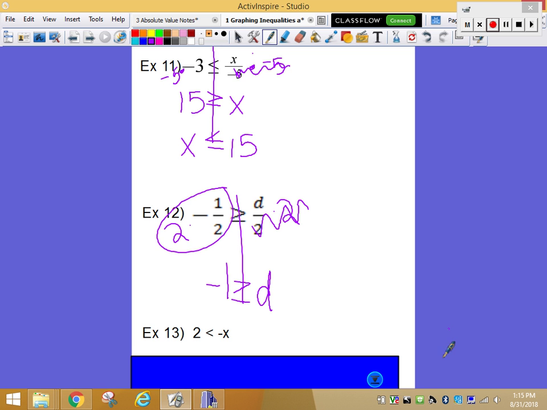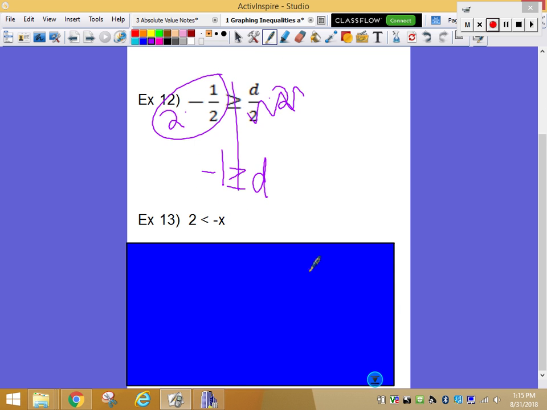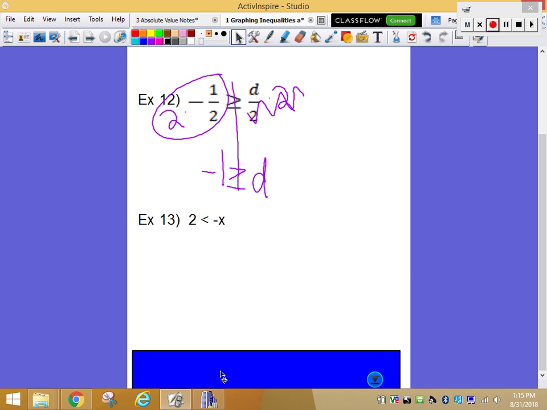What's wrong with this answer is that the d is on the wrong side. So now, in my final step, this is where I'm going to flip it. So I'm going to put the d on the left side, the negative 1 on the right side, and now I'm going to flip it. So that's your final answer for 12. 13.